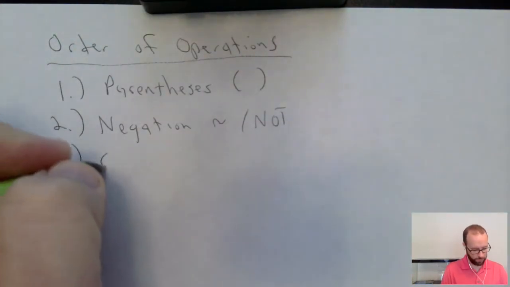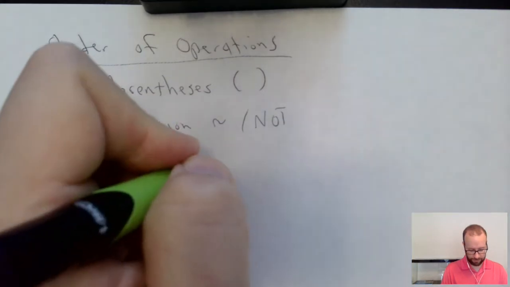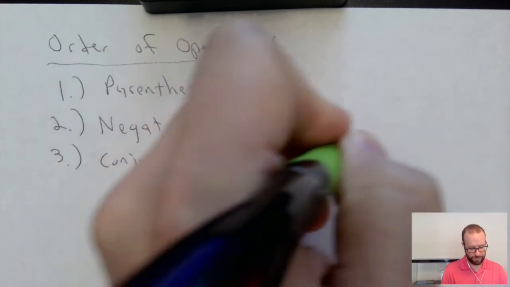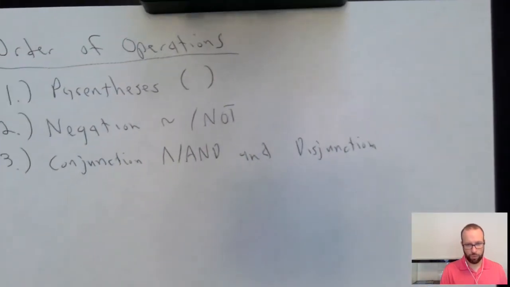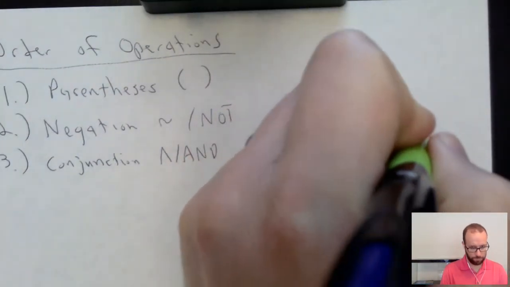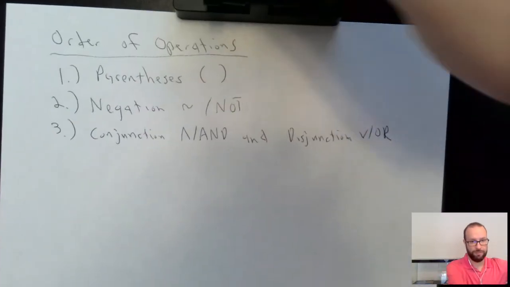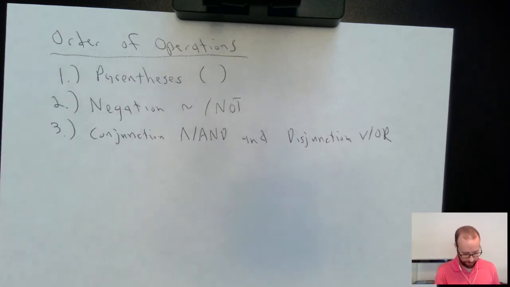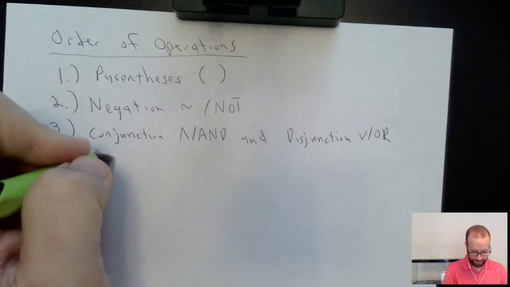Third, we're going to do conjunction, which is and, also disjunction, which is or. I'm going to have to move my camera so we can see that. All right, great. Now, special note here about the way that this is set up for this book.